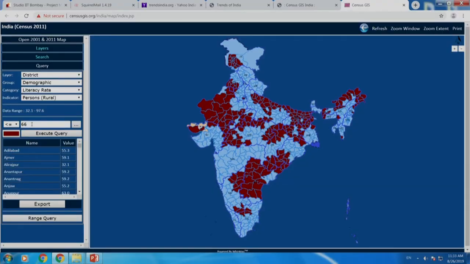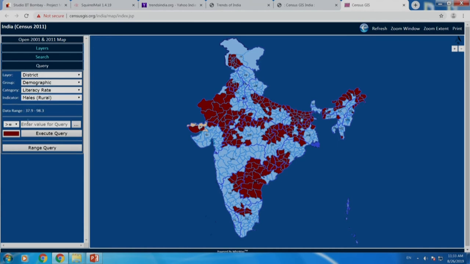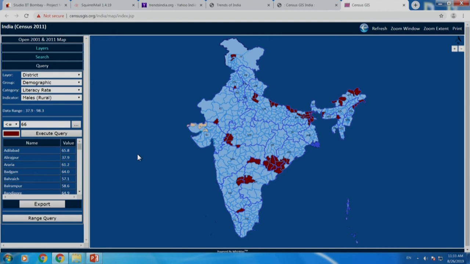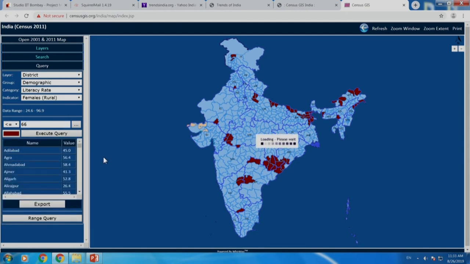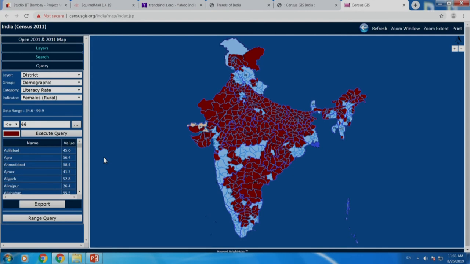Okay. So then I am asking, what is the scene for rural males? So I go to rural male and I say less than 66%. This area will shrink definitely, but just see how it shrinks. Hardly any. But if you ask what happens to rural females and ask the same question, less than 66%, what do you see? A huge area. This shows you the gender gap in literacy rate, or if you please, it shows you the picture of gender inequality. Okay.